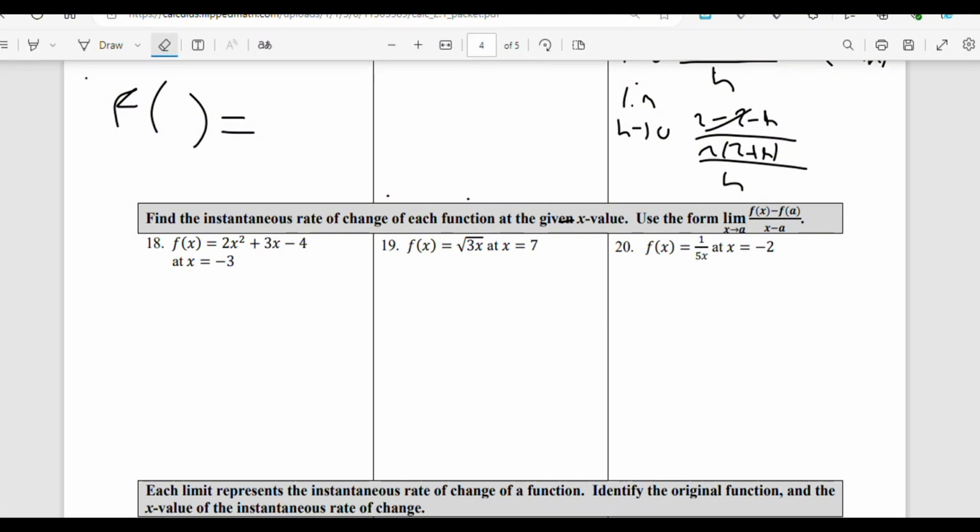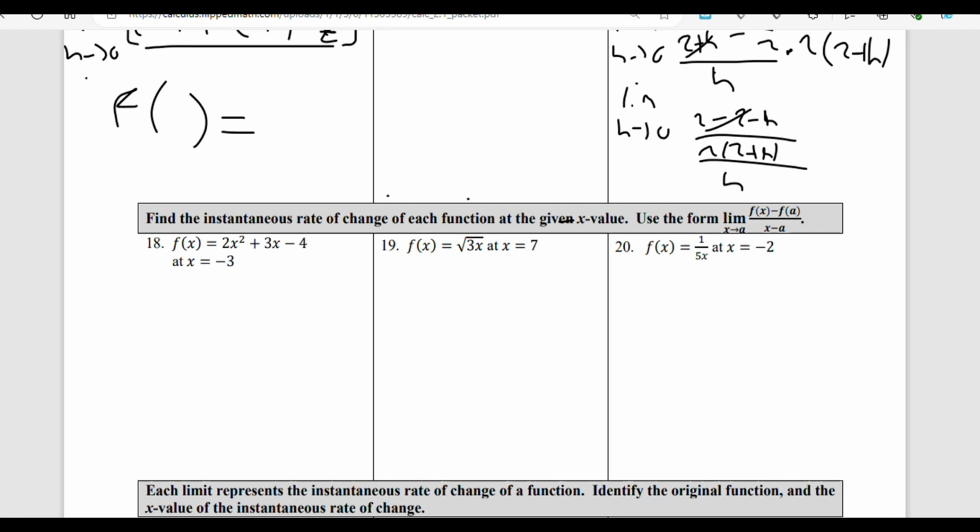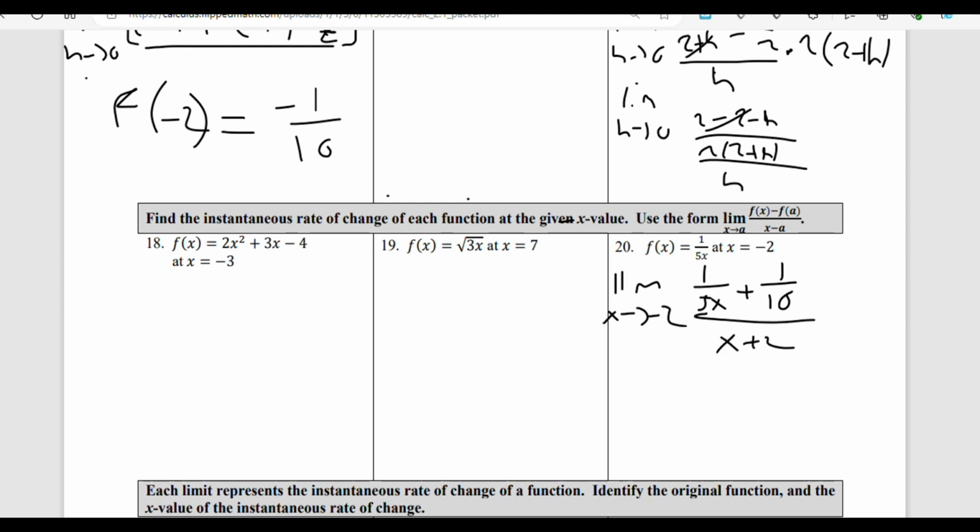Okay, last question is f of x equals 1 over 5x at x equals negative 2. f of negative 2, 1 over negative 10. So negative 1 over 10 is our f of a. Limit as x approaches negative 2 of f of x minus f of a over x plus 2. Okay. I realized I probably should have shifted this to the left.